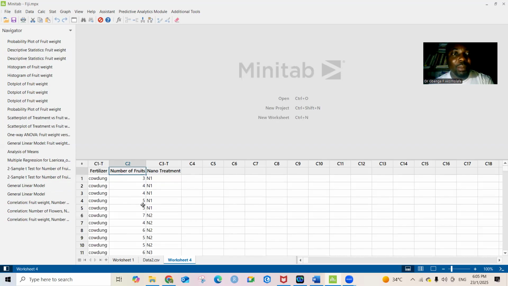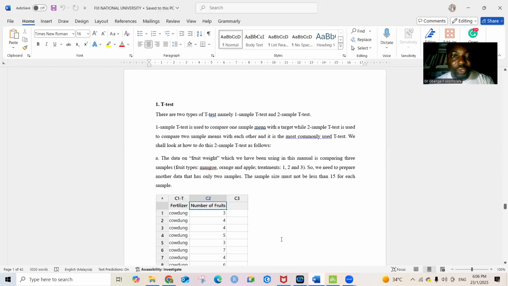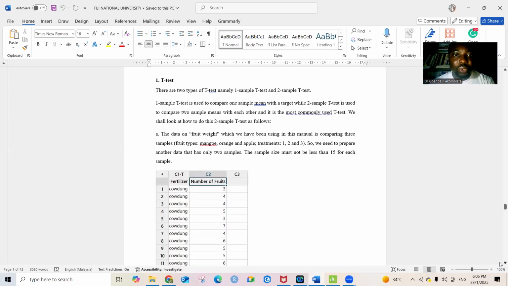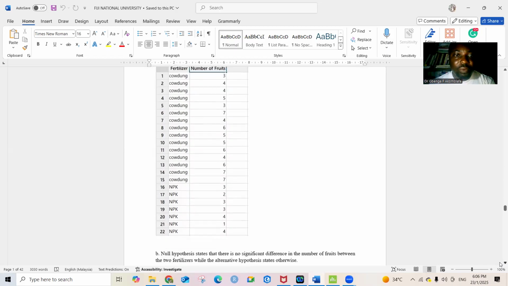So for you to be able to draw this conclusion, you have to subject your data to 2 sample t-tests. So let's go back to the manual. In the manual, you have the same data there. So let's run through the manual.